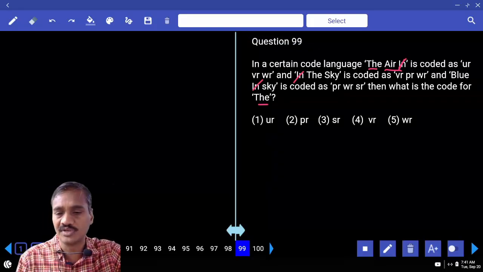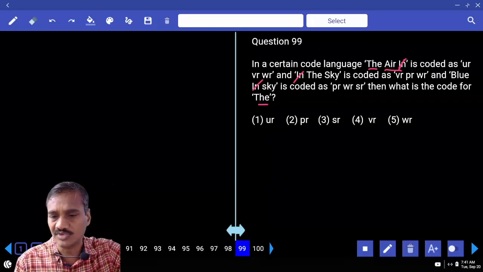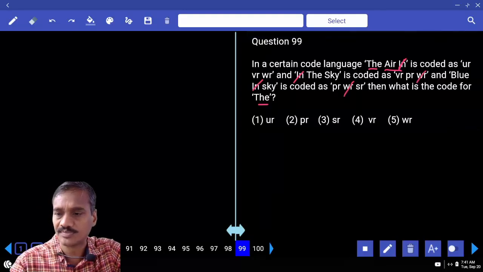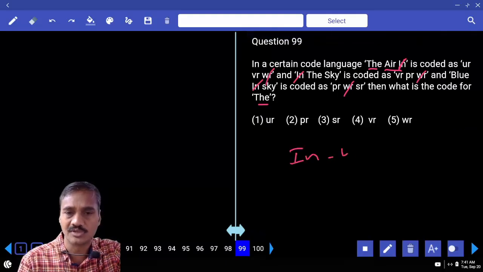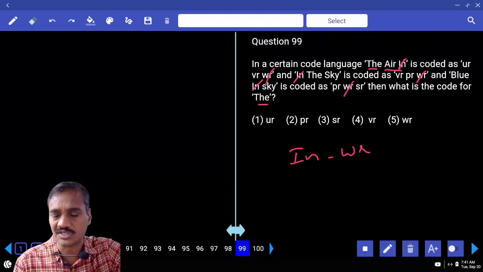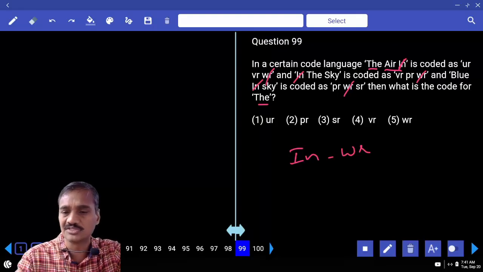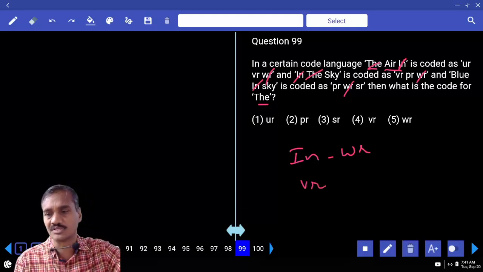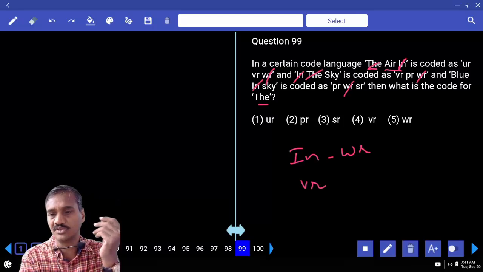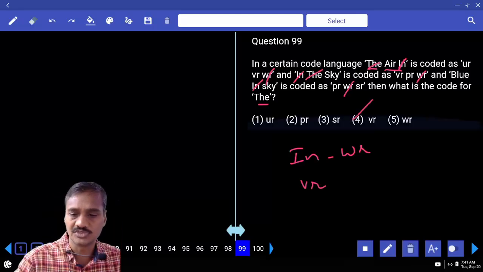And what is the code for in here? And the code for UR, VR, WR. VR, WR. WR is common for this. కనుక మనకి కోడ్ ఏమేమి చెప్పండి, ఇన్కి కోడ్ ఏమో WR. Then if you compare the first and the second, the is the word that is common. మరి దాకి కోడ్ ఏమవ్వాలి చెప్పండి, VR, and the code for the is VR. సరిపోయిందా, UR, VR, VR. Hence VR, that is choice 4, 99.